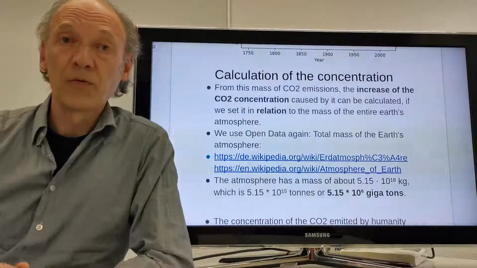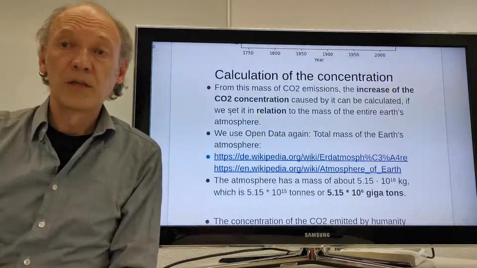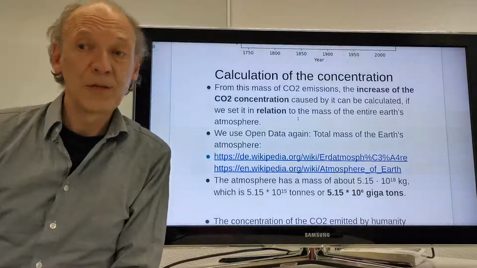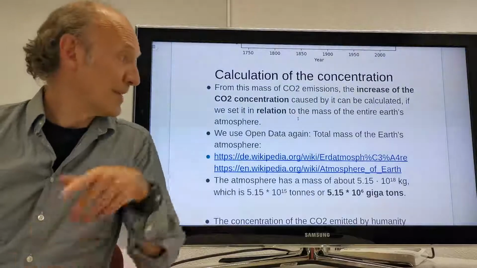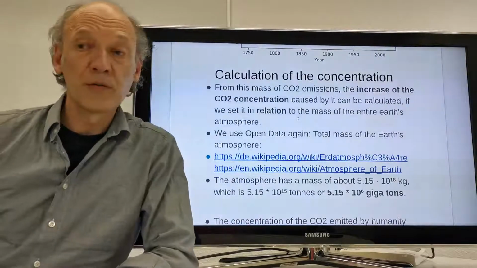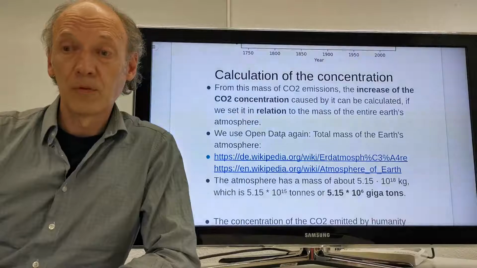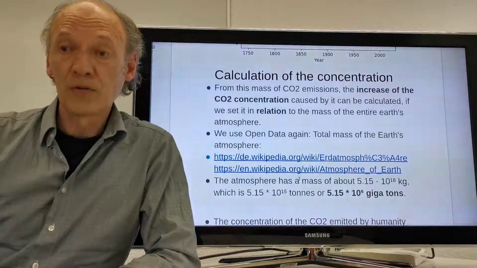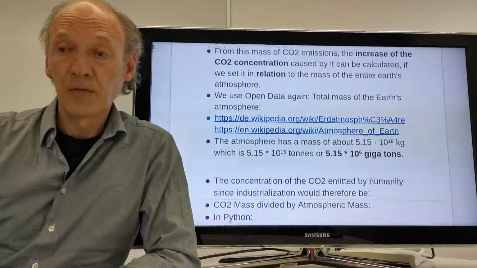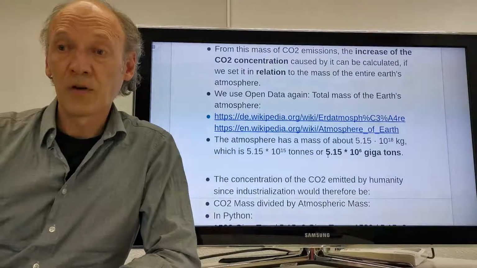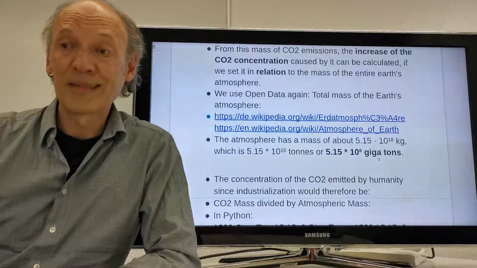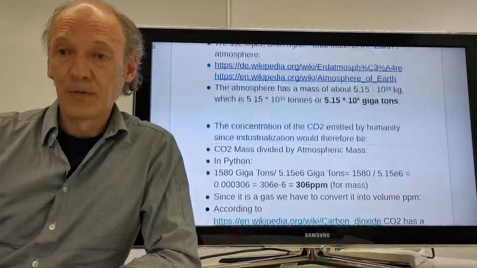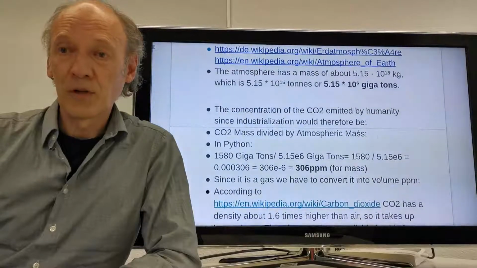Yeah, so to see the concentration we need to set it in relation to the mass of the entire Earth atmosphere. Right? And again, we can use open data to find the total mass of Earth's atmosphere. So here we have two links. Both give us the total mass, and we can find the total mass is 5.15 times 10 to the 6 gigatons. So a lot. Right?